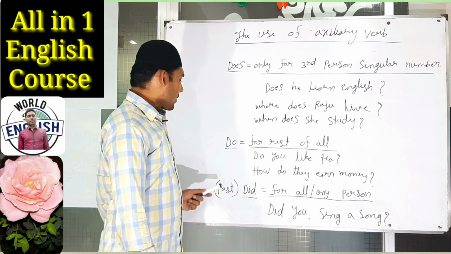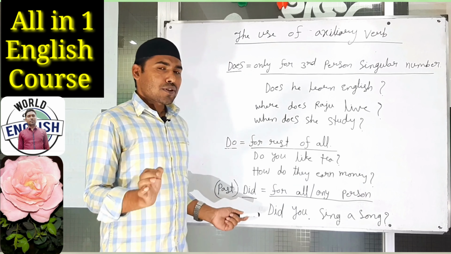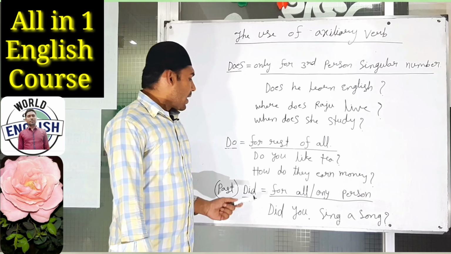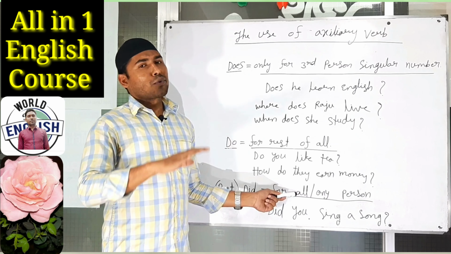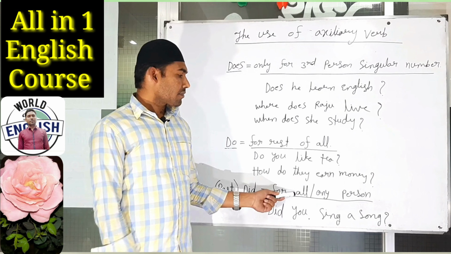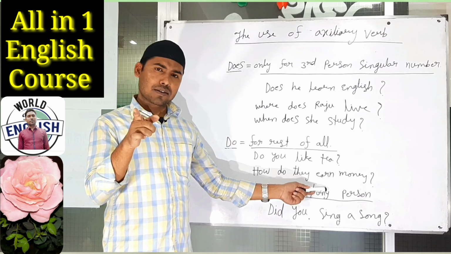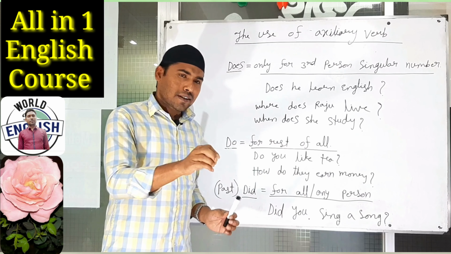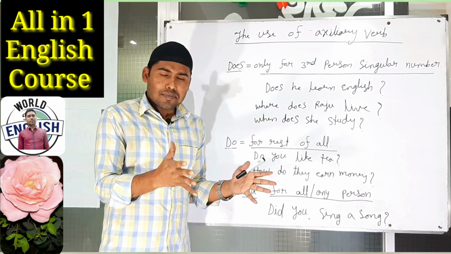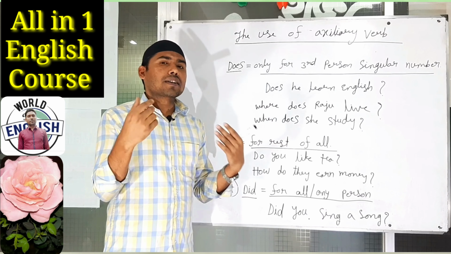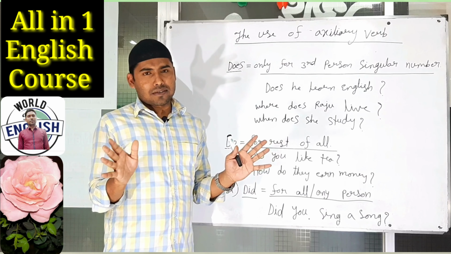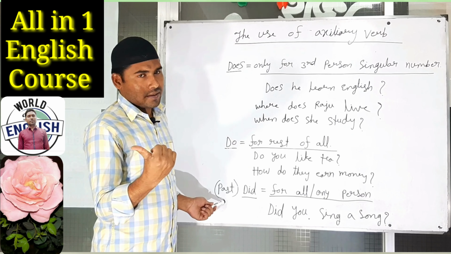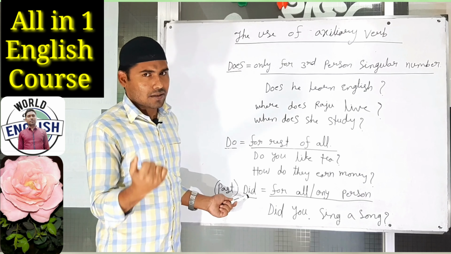Last, the use of did. The use of did is very simple and easy and interesting also. Did is used for all persons and all subjects. It may be first person, second person, or third person, singular or plural, whatever the subject, whatever the number, it doesn't matter. All the persons will take did to speak in the past.